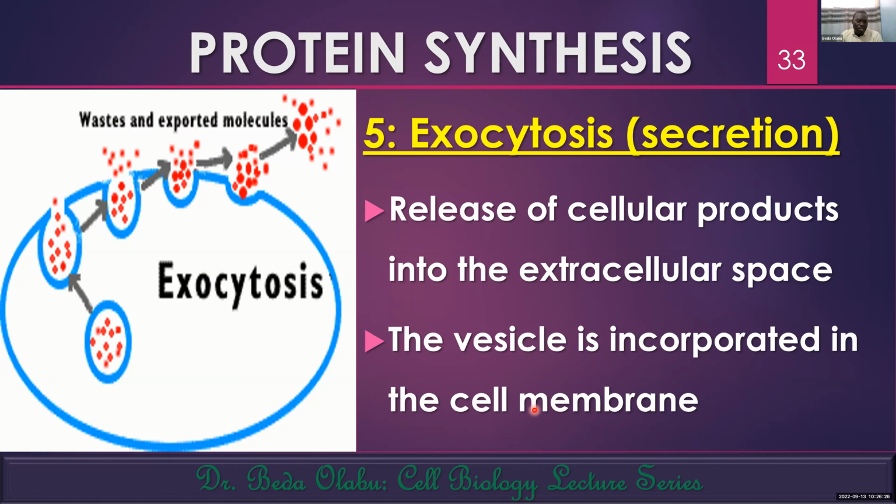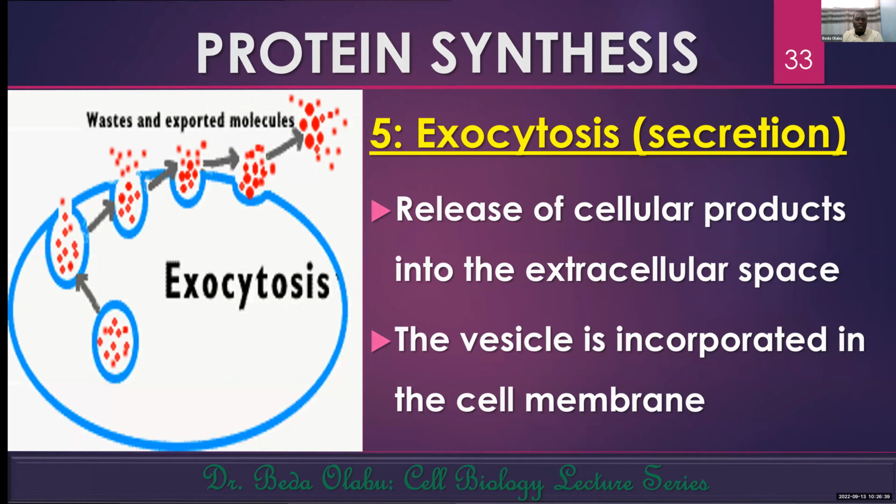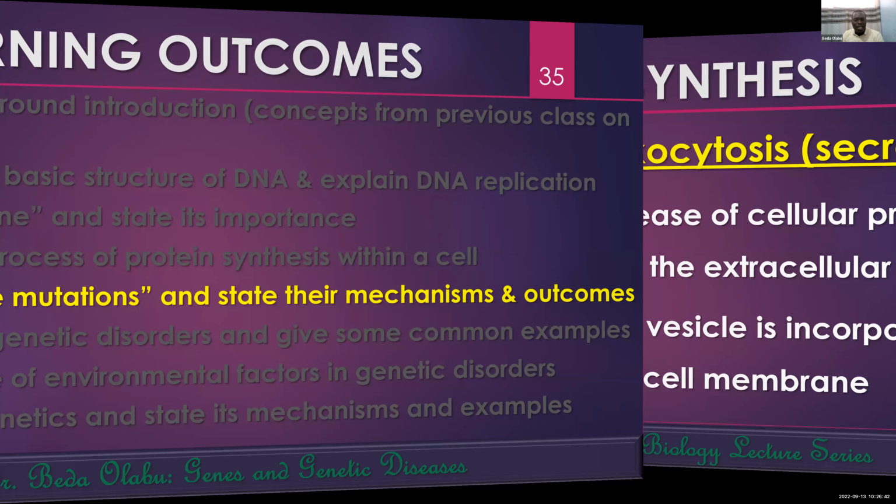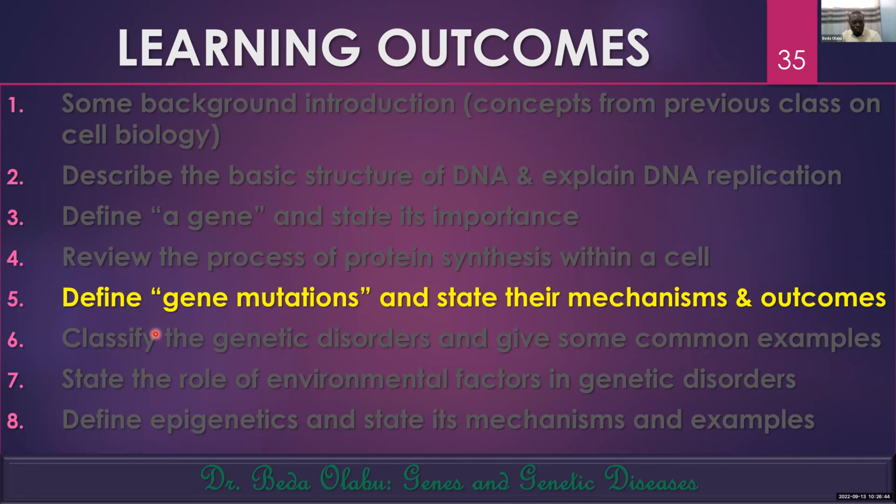So this will be from the secretory vesicles, the walls merging with the cell membrane, and then the contents of the vesicles released into the extracellular space. That's the process of protein synthesis. Now I brought that so that we can then understand what is gene mutation and the mechanisms and outcome of gene mutation. That's why I chose to remind you of protein synthesis.